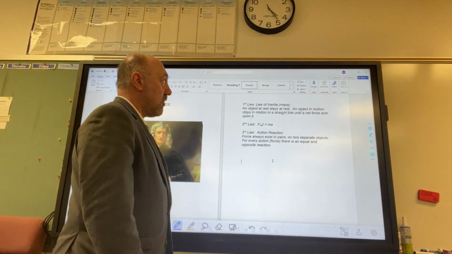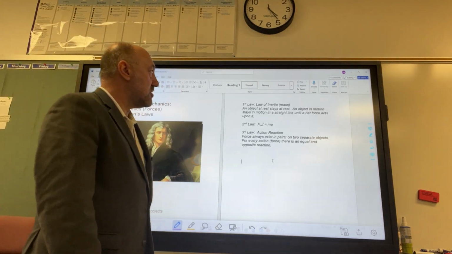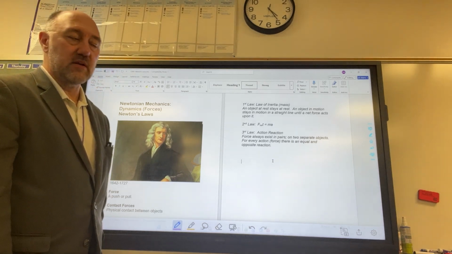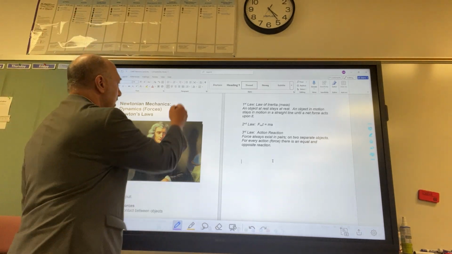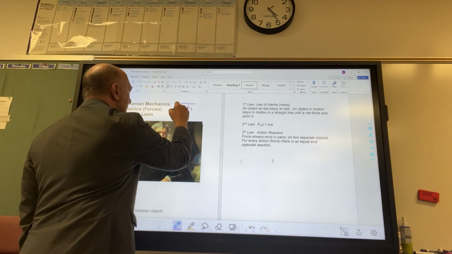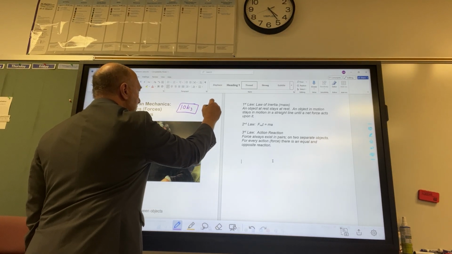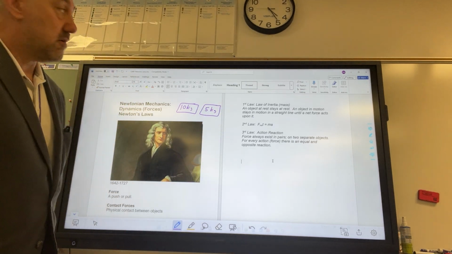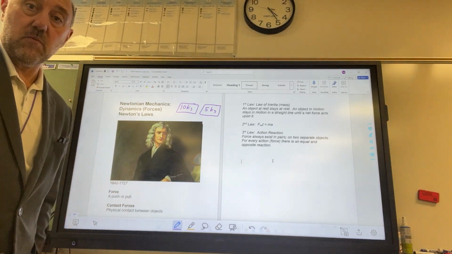It says an object at rest will stay at rest. An object in motion stays in motion in a straight line until a net force acts upon it. What does that mean? That means if I have two objects and one is 10 kilograms, another one is 5 kilograms, which one has more inertia? Easy, the 10 kilogram one.